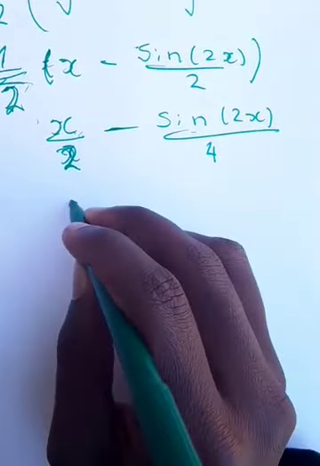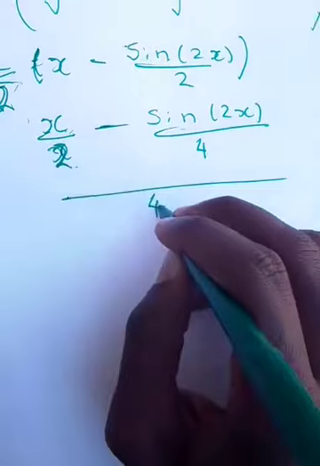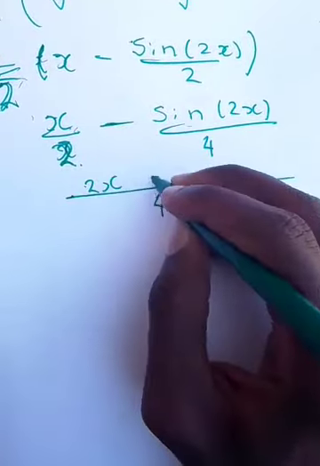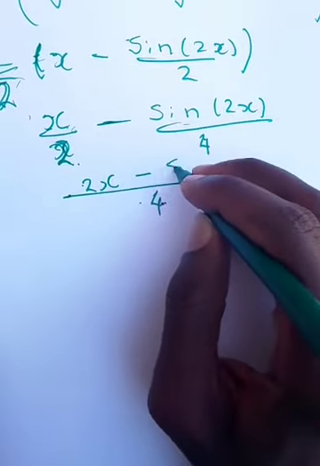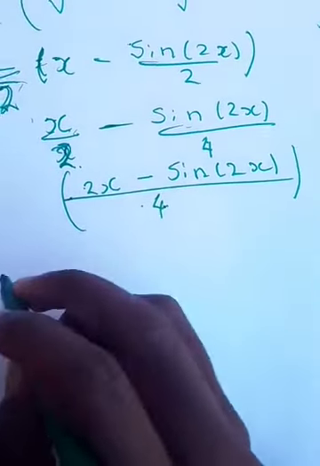So I'm just going to say the common denominator is 4. 2 into 4, it is 2, right? 2 times x is going to give us 2x. This into this, it is 1, so it's just going to give us sine 2x. So now this is my final one that I'm going to consider.